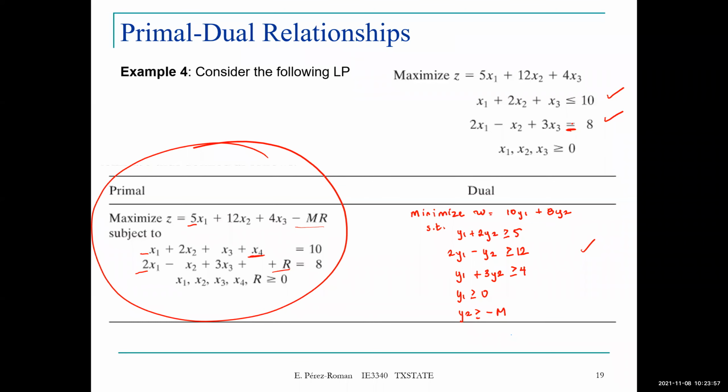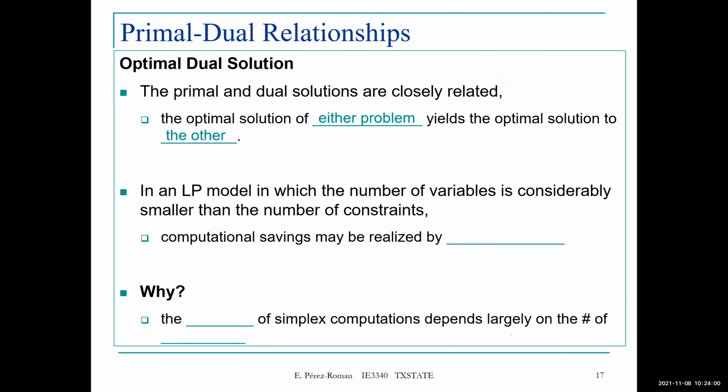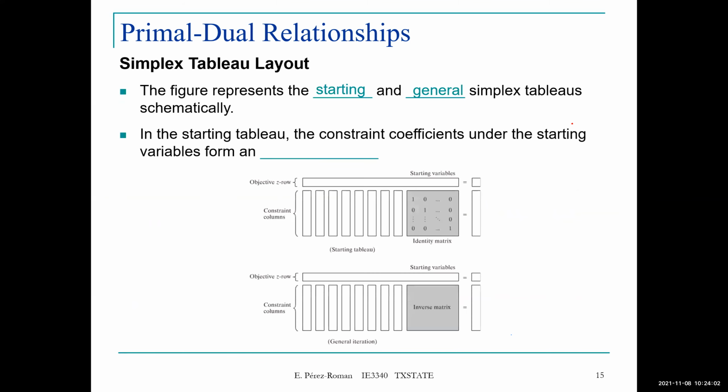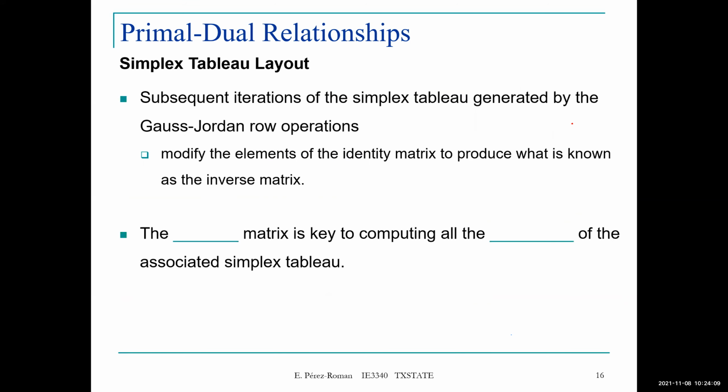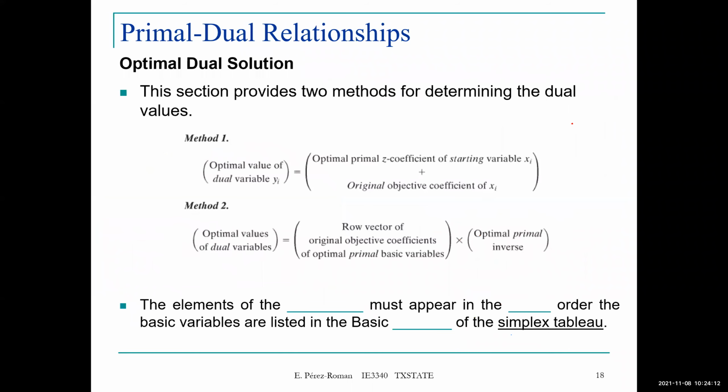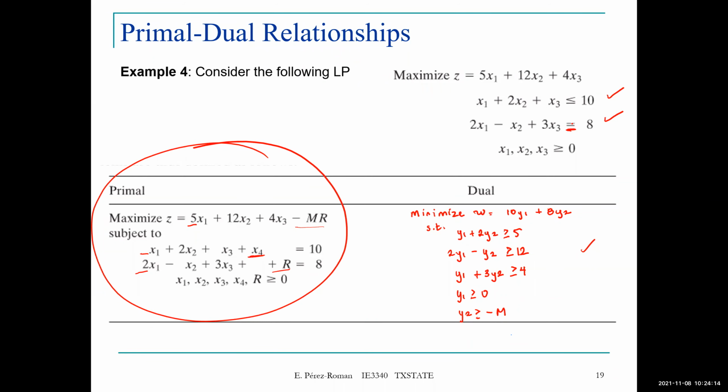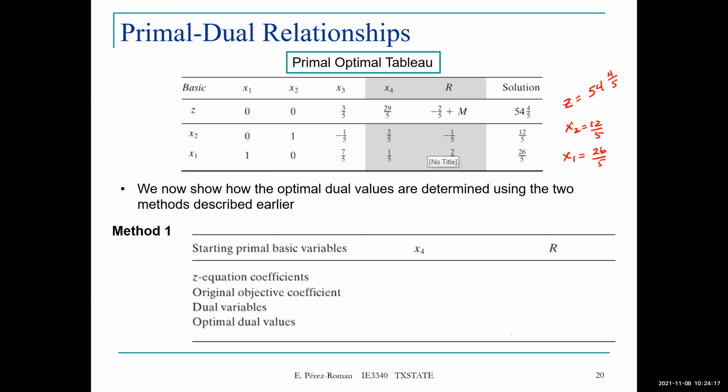So in the initial solution, remember, in the initial tableau, my basic variables are located where the identity matrix is. So in this case, for this problem, those are going to be the slack variable and the artificial variable. So that's why my starting primal basic variables are x4 and the artificial variable. That's why I'm listing them here, because those are the ones that are going to help me find the optimal solution for the dual problem.